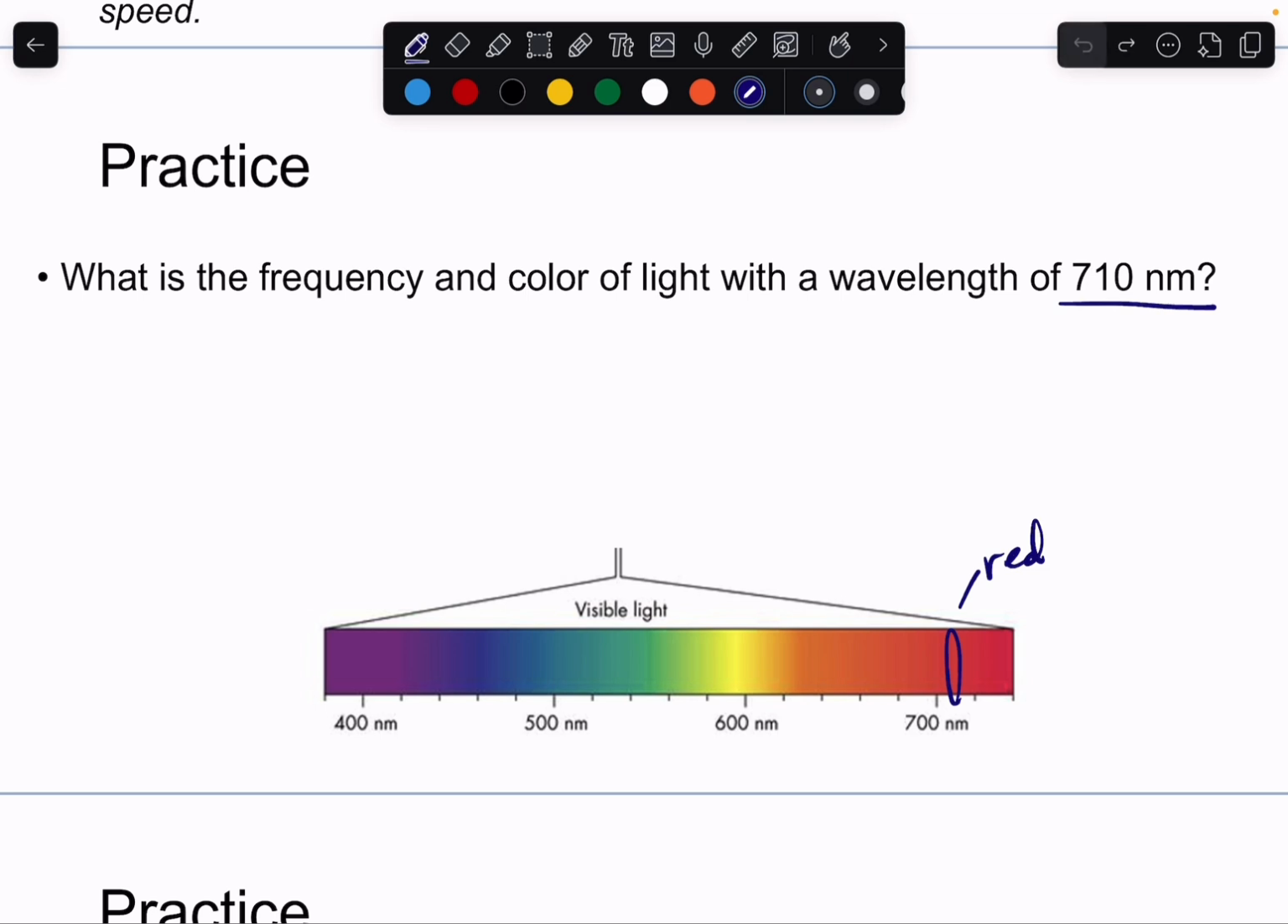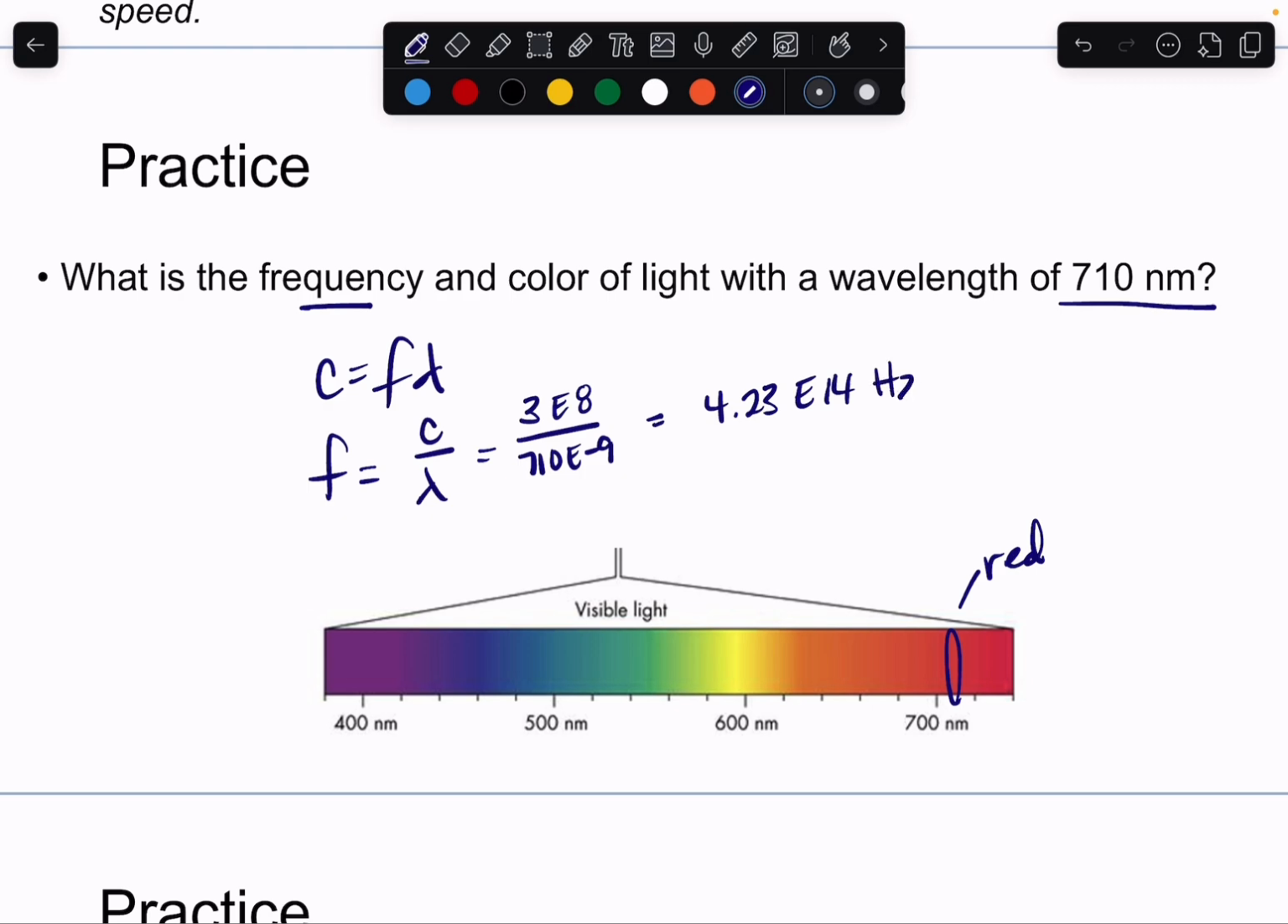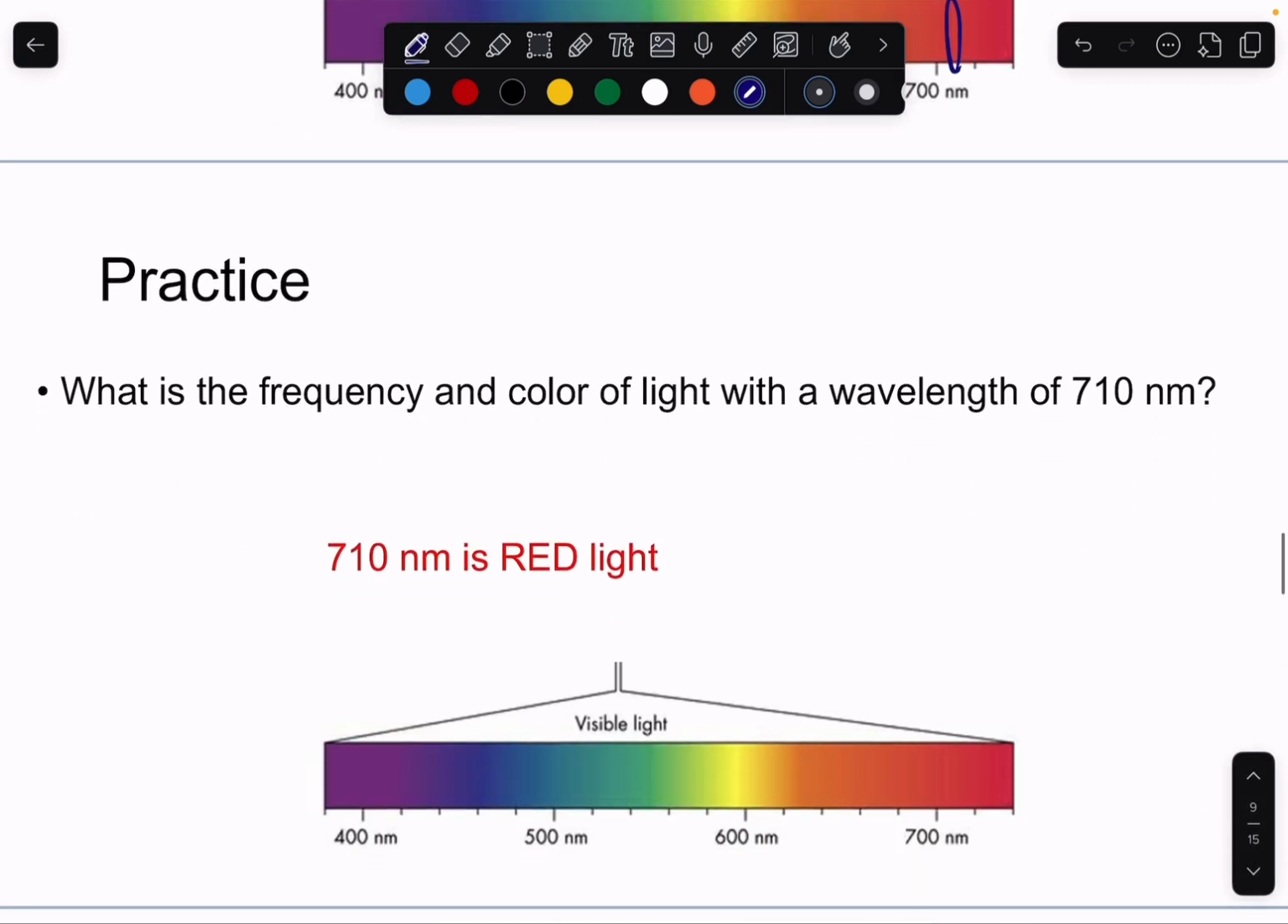So c is equal to frequency times wavelength, and I'm looking for frequency. So frequency would be c divided by wavelength. c is the speed of light, so 3 times 10 to the 8th divided by the wavelength, which was, I can't use 710 nanometers, I have to put it into meters. So 710 e negative 9. And I get that frequency, when I put it in my calculator, is 4.23 e to the 14th hertz. I would suggest you pause and make sure you can get that answer in your calculator.